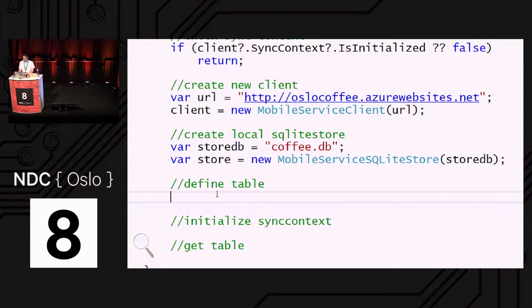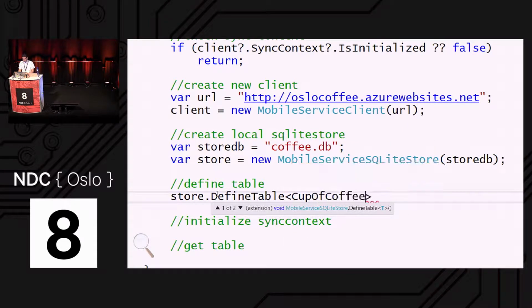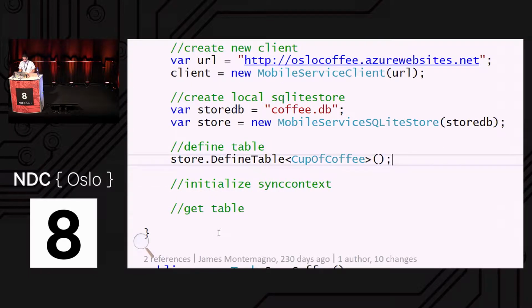What I'm going to do here is I'm going to say store.DefineTable. And it's all generic-sized, so I can just say CupOfCoffee. There we go. So I've defined it. It's going to do automatic schema changes. So if I update any of my schema, it'll automatically update for me.